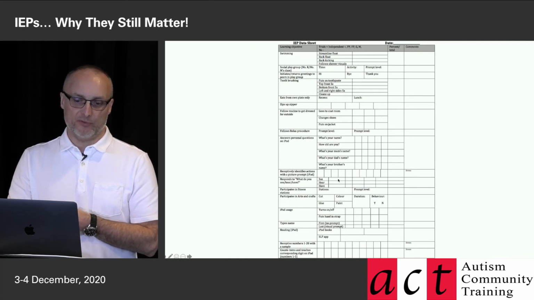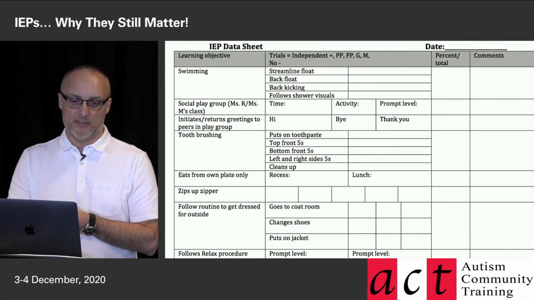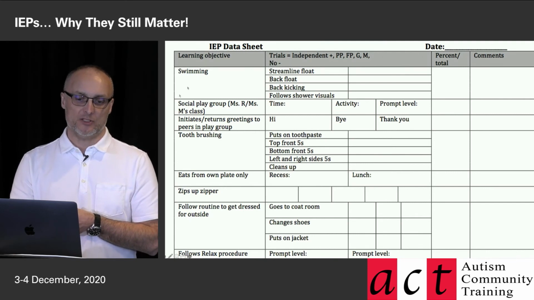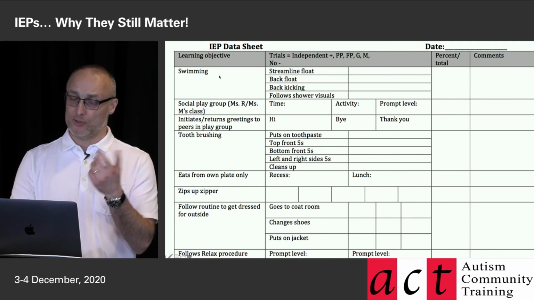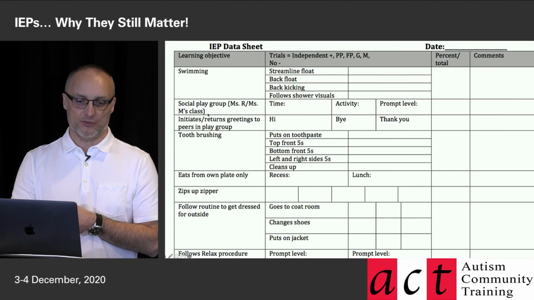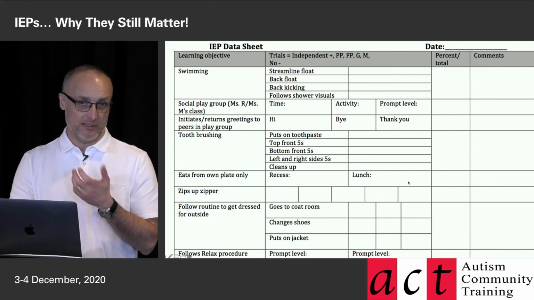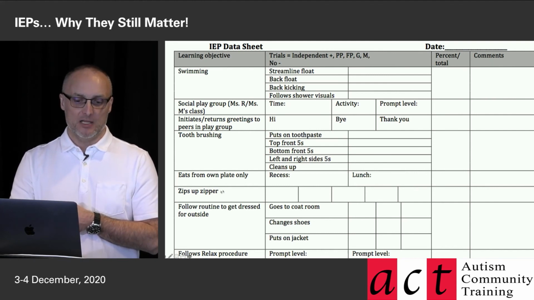Here's another bird's eye view for another student. And you zoom in and you can see there's some swimming targets there, which of course requires going to a pool. There's some social targets. There's eating from own plate. Eat from own plate only during recess and lunch, right? Clearly this is an issue that this particular student is having.